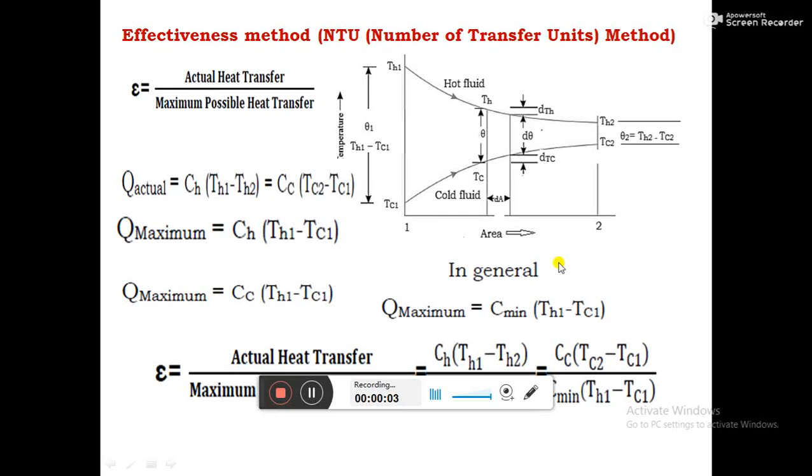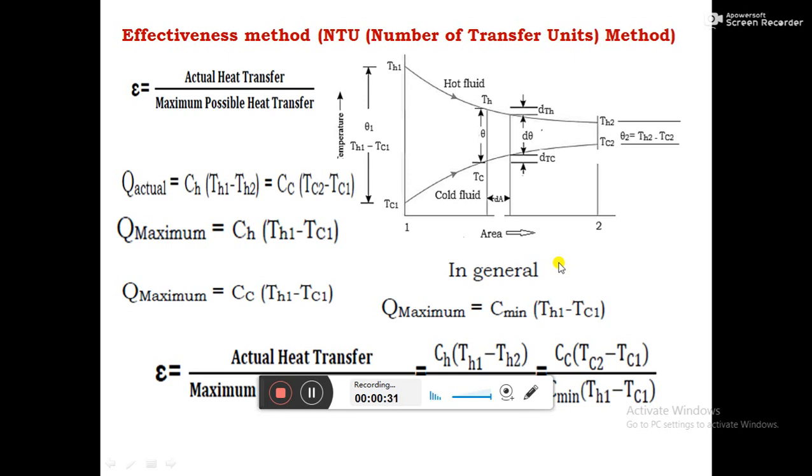Today, the topic that we are discussing is the design of heat exchangers by using the NTU method, or number of transfer units method, or it is also called the effectiveness method. The heat exchangers can be designed by two methods: the logarithmic mean temperature difference method or the NTU method.